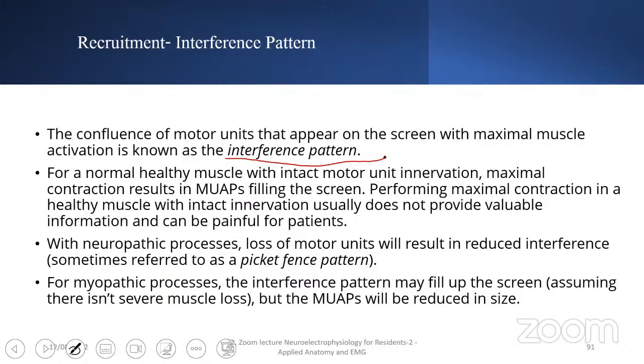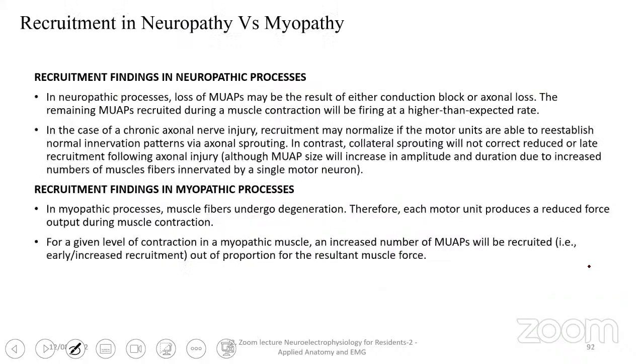In neuropathic processes, loss of motor units will result in reduced interference, sometimes referred to as a picket fence pattern. For myopathic processes, the interference pattern may fill the screen, assuming there isn't severe muscle loss, but the MUAPs will be reduced in size. So, in short, what are the findings in neuropathic process?